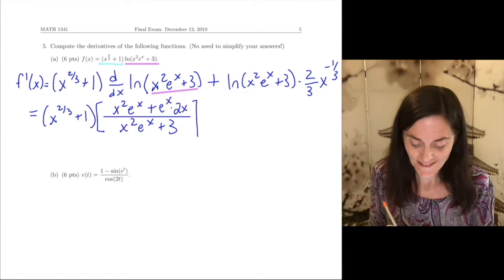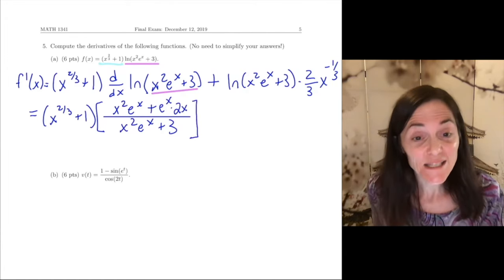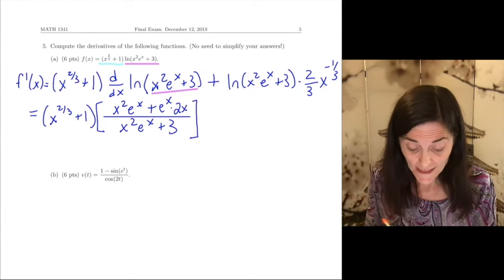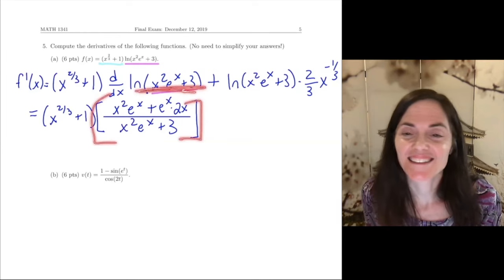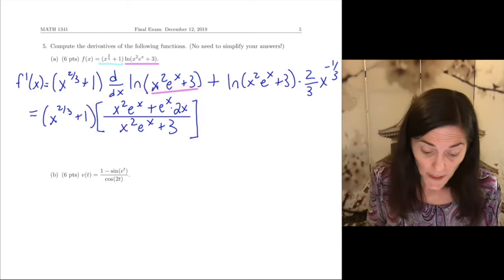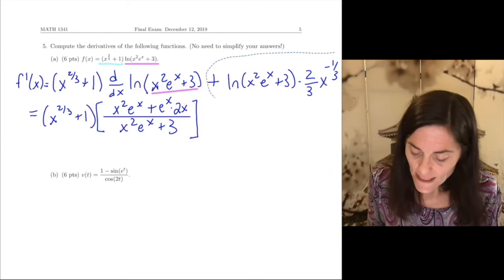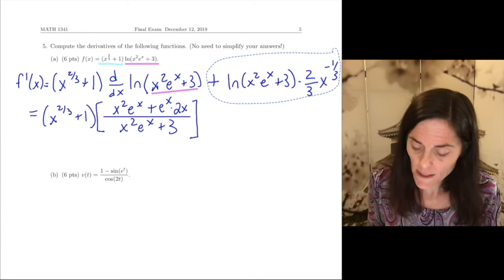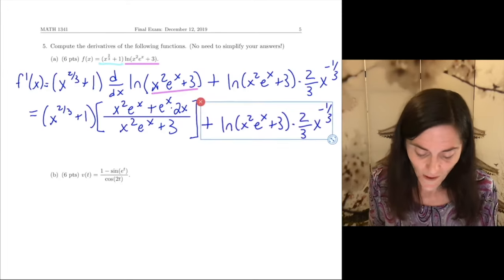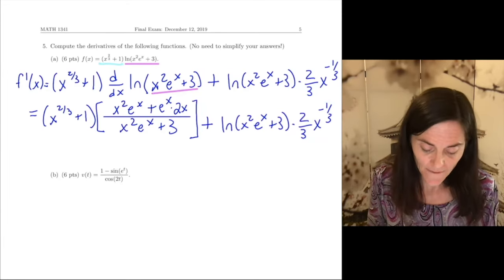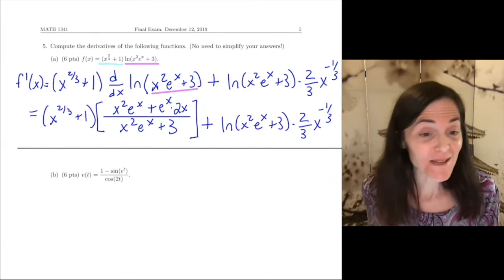So this, which is in these brackets here, is exactly the derivative of this function. Then I can just recopy. You see, I've already differentiated this part. This was the other part of my original product rule. So altogether, this is my final answer. I am not simplifying this.